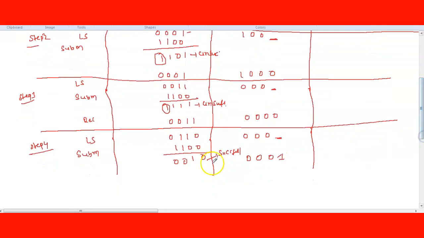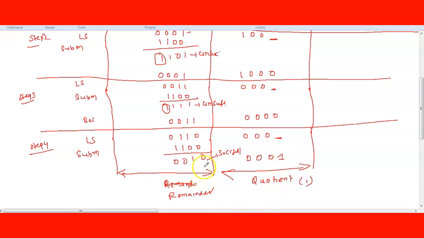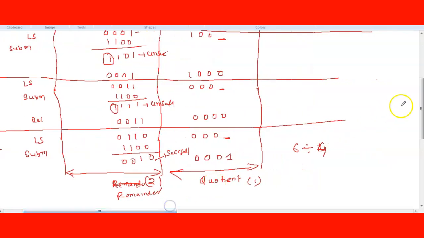So now you can check these values: this value which we got here, and this value which we got here. This is the remainder, and this is the quotient. This value is 1, and this value is how much? 2. So if you do 6 divided by 4, the quotient will be 1, and the remainder is 2. So this is how we have to perform the restoring division.